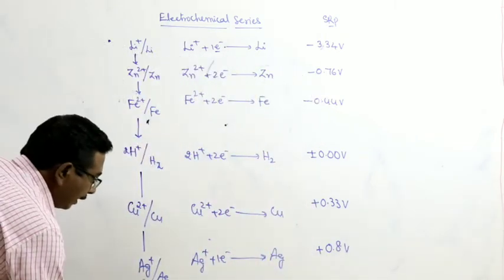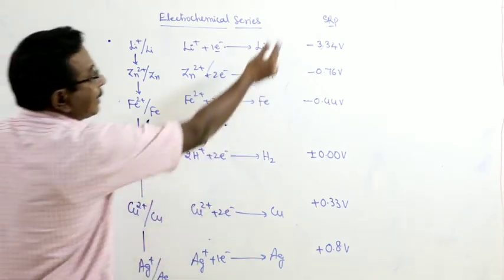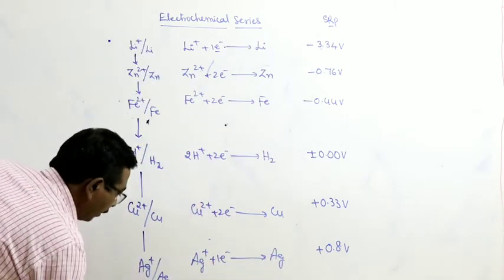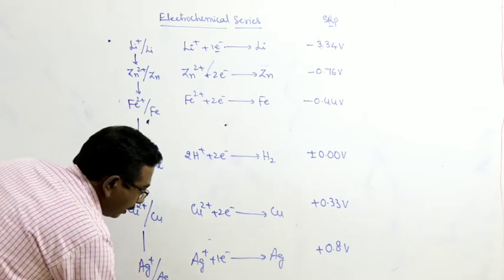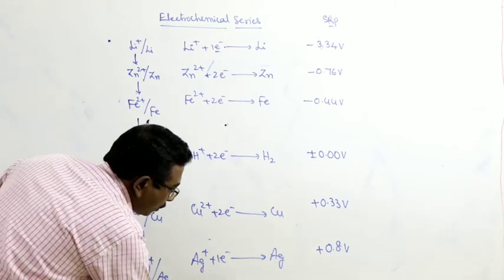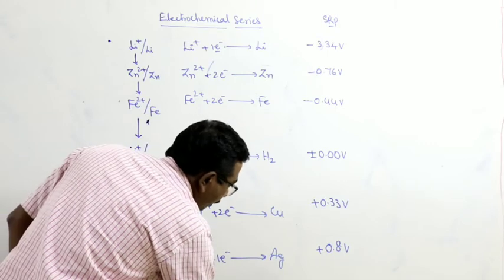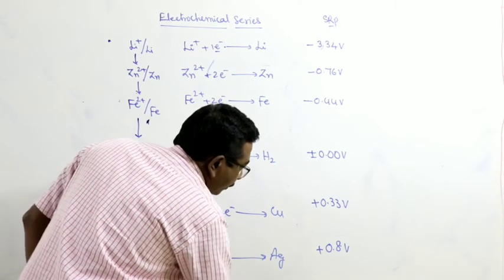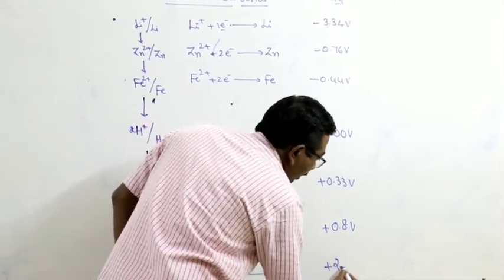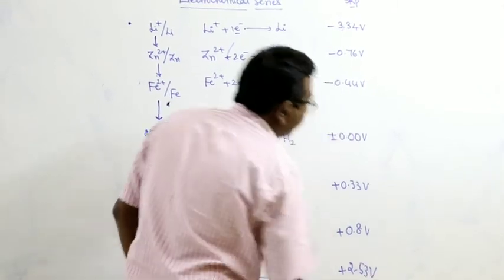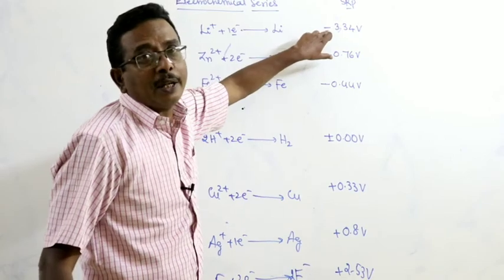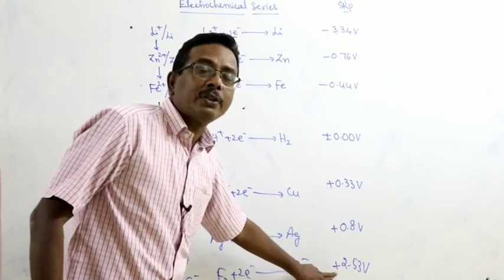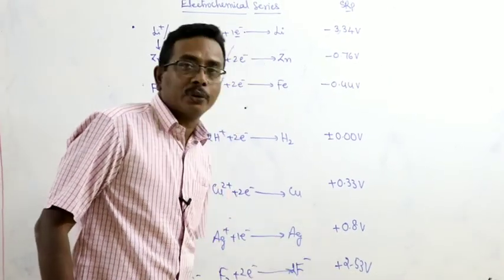And finally, the element with the highest SRP value is fluorine. F2/2F-. F2 plus 2 moles of electrons gives rise to 2F-. That is plus 2.53 volts. This is the lowest value, minus 3.3 volts. This is the highest value, plus 2.53 volts.